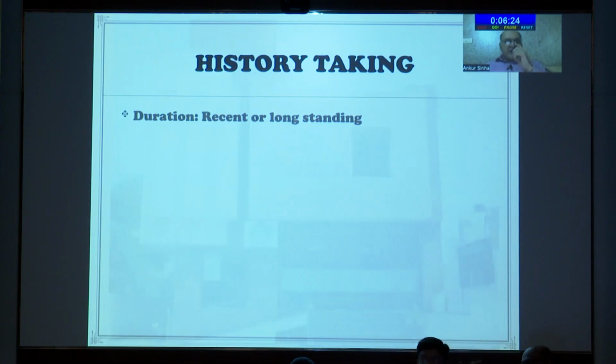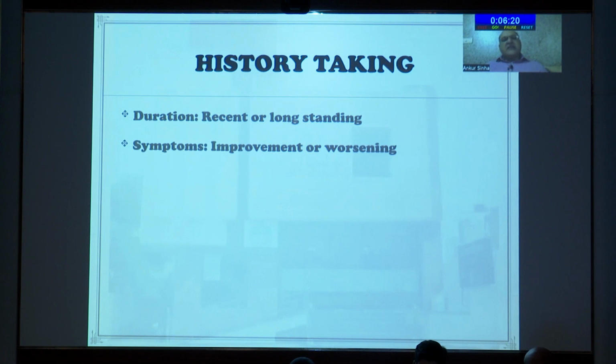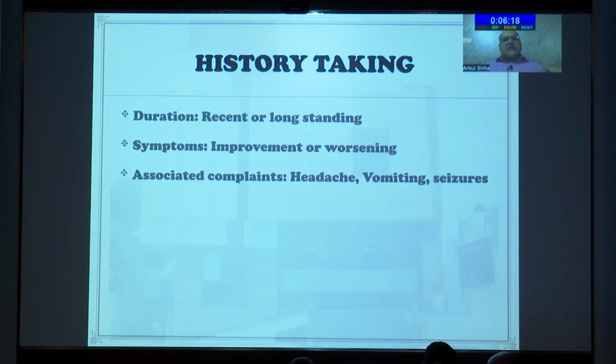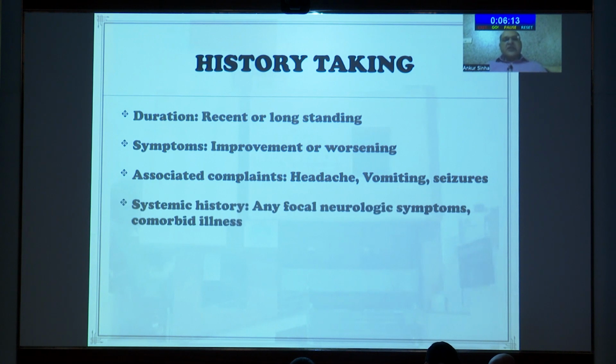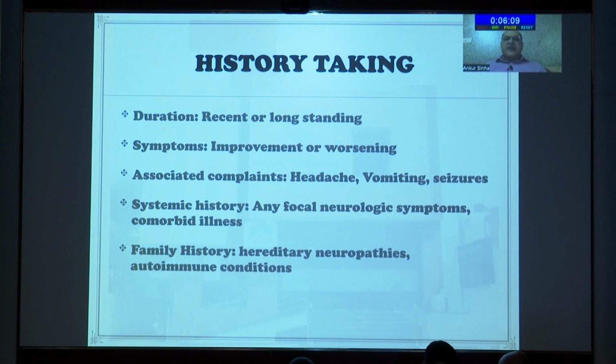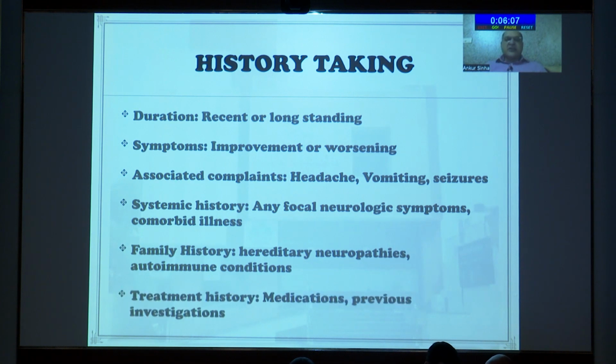Now, history taking starts with the duration, that is whether it is a recent onset or long-standing, whether the symptoms are improving or worsening, are there any associated complaints of headache, vomiting, seizures, history of any focal neurological symptoms or comorbid illness, family history of hereditary neuropathies or autoimmune conditions, treatment history of medications, and previous investigations.